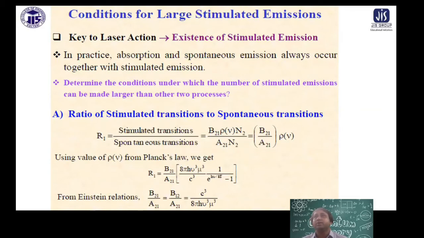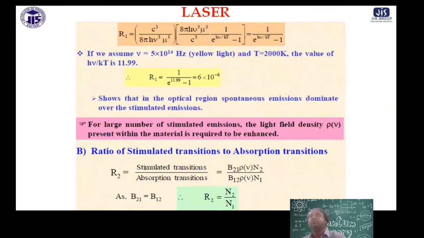If you look at the expression, this is the value of the AB connection. If I put the value of that B21 by A21, I am left with 1 by exponential h nu by kT minus 1. And if you put a value of yellow colored light, even at a very high temperature of the atomic system, the rate of transition R, the stimulated by spontaneous emission, is very low, of the order of 10 to the power minus 6, which tells us stimulated emission is obviously not very high here.